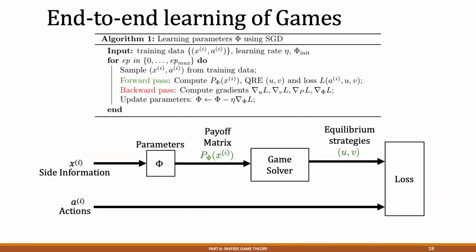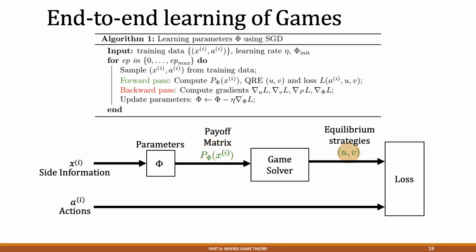So as I mentioned, this does look like a supervised learning problem. And our solution will also look like a supervised learning approach. So this is a standard deep learning architecture that I think many of you who are into machine learning would have heard of. And what we're trying to do is learn these parameters phi using gradient descent. It's quite straightforward. So what's going to happen is that we start off with this side information in our data set, and we're going to put this through what we think are the parameters of the game. And this would spit out the payoff matrix in accordance to what we think it is.